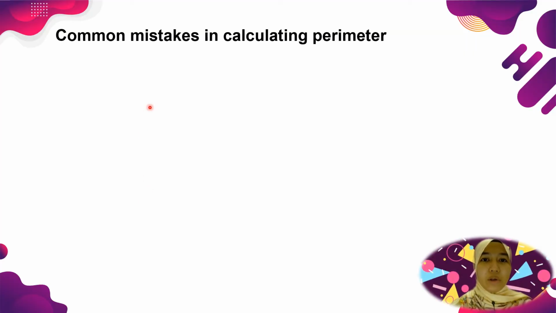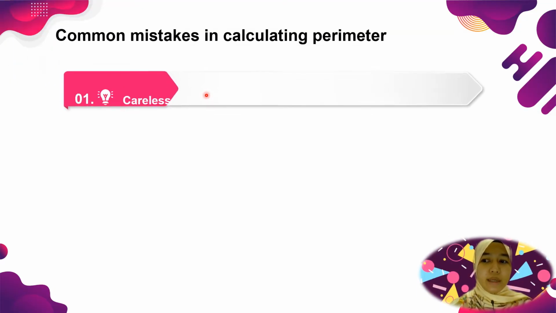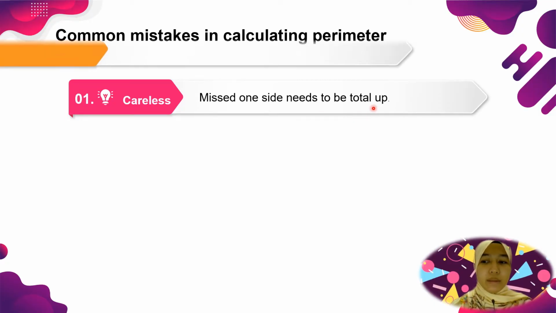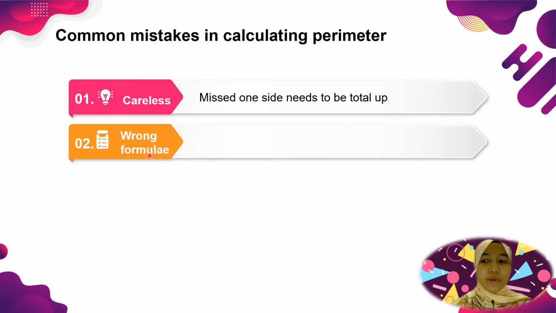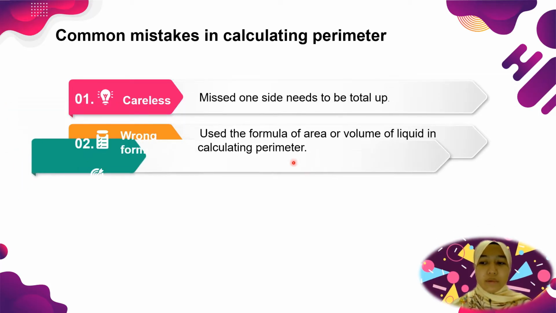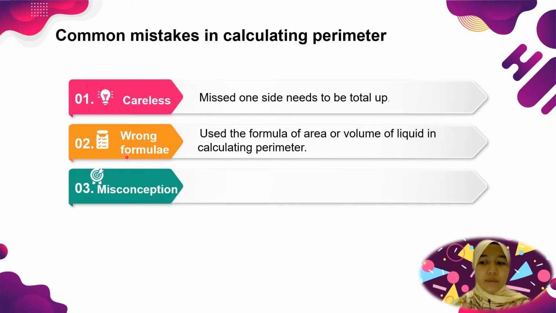Let's take a look at common mistakes that pupils tend to make when calculating perimeter. The first mistake is being careless. The pupil may miss one side that needs to be totaled up. The second mistake is using wrong formulae. The pupil got confused and used the formula of calculating area or volume of liquid in calculating perimeter. The third mistake is misconception. We must remember that overlap sides should not be totaled up in calculating perimeter.